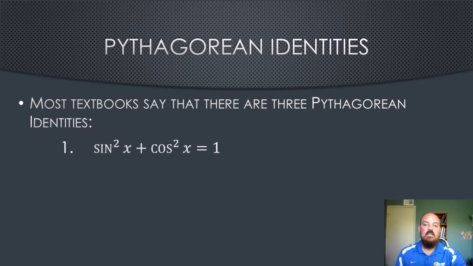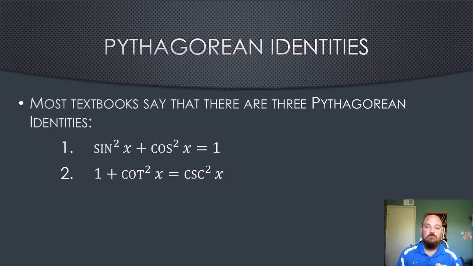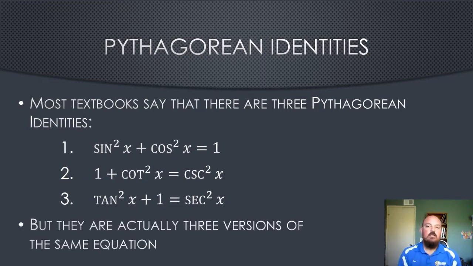Now, like I said, a lot of textbooks will tell you the other Pythagorean identities are 1 plus cotangent squared x equals cosecant squared x, and tangent squared x plus 1 equals secant squared x. And what I want you to realize is it's not really 3 different equations. It is 3 versions of one equation. And I want to show you what I mean by that.